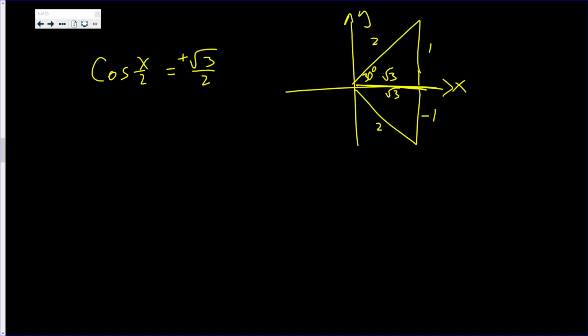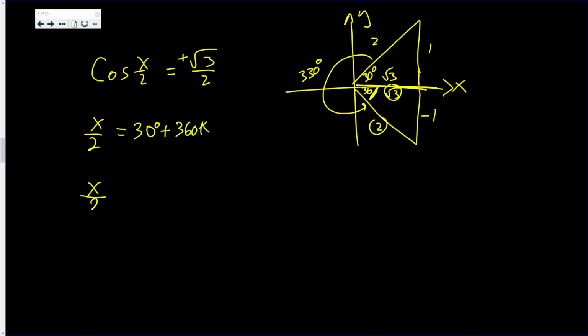But nonetheless, the cosine of this angle, which is the cosine of that reference angle, is still radical 3 over 2. Since the reference angle is 30, this angle is 330. So x over 2 can equal 30 plus 360k, or x over 2 can equal 330 plus 360k.